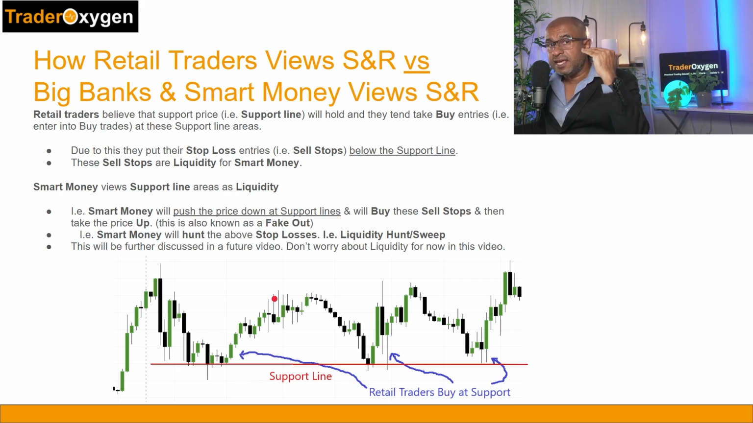So that is the key point that you have to understand, and that is why when we draw support and resistance lines, we said make it a zone so that you give a buffer for that liquidity hunt as well. So these things will be practically discussed in future videos.